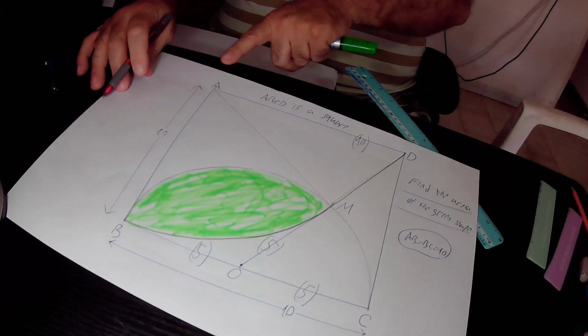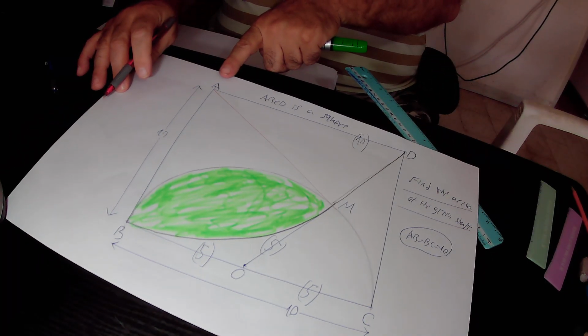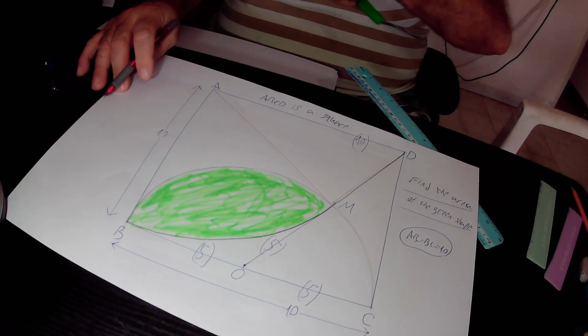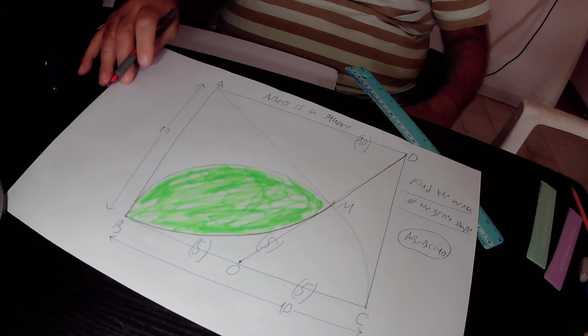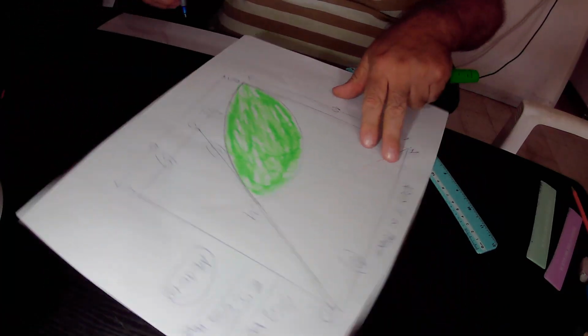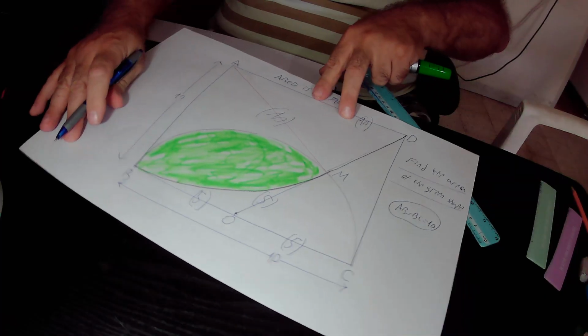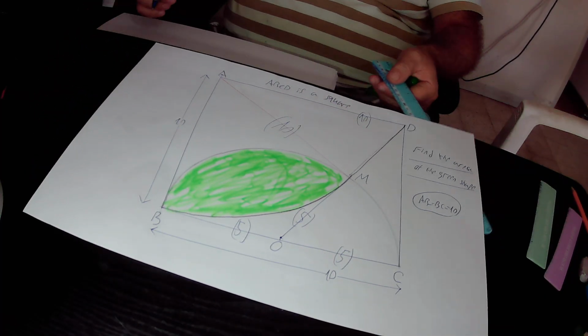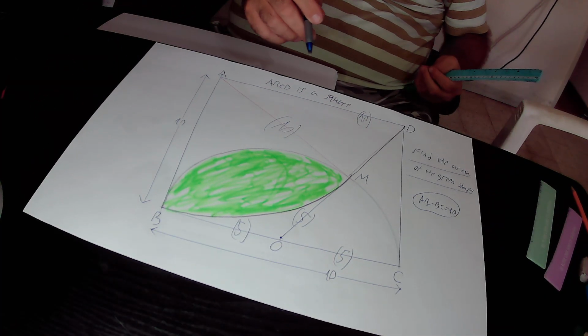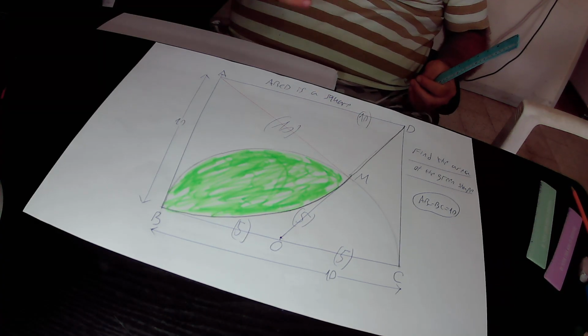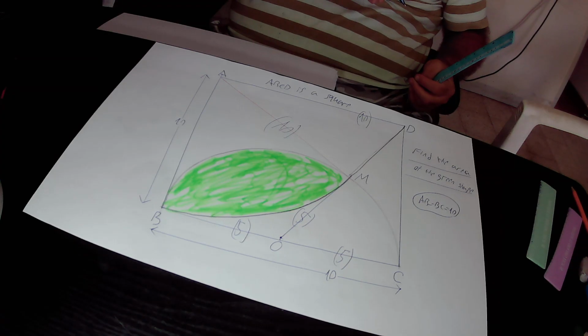Point A is the center of the quarter circle. Point M is the point of the quarter circle itself. Therefore, AM is the radius of the quarter circle. That is equal to 10 units in its length. What is the definition of line segment AM? Line segment AM is tangent to the semicircle at this point, point M. Therefore, line segment AM is a tangent.